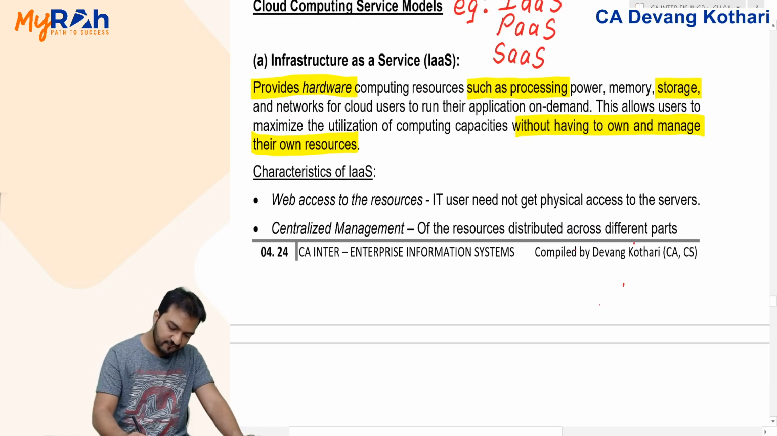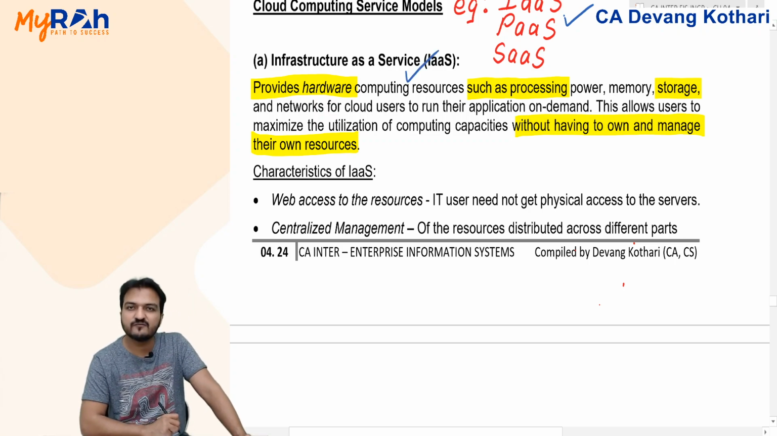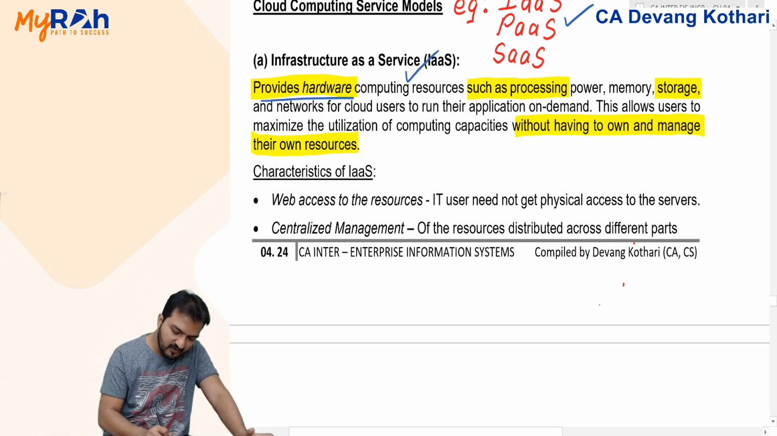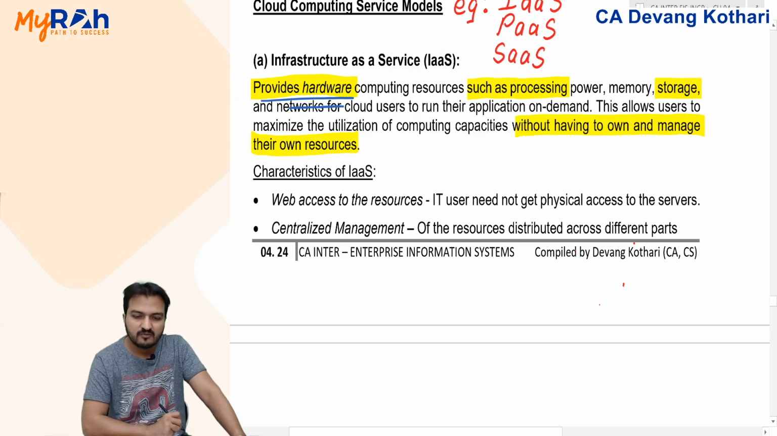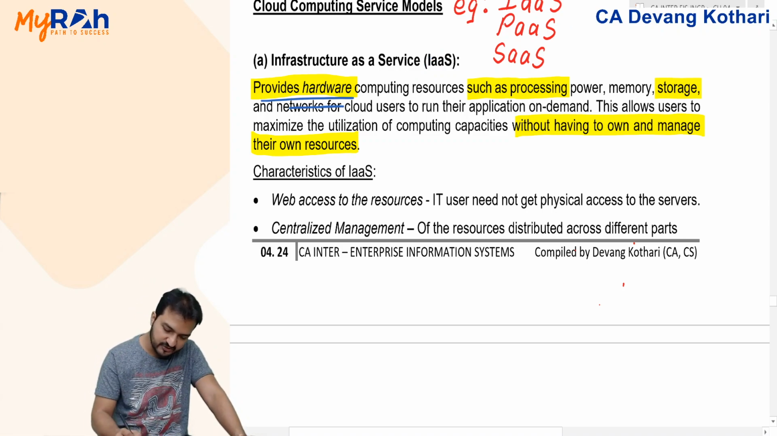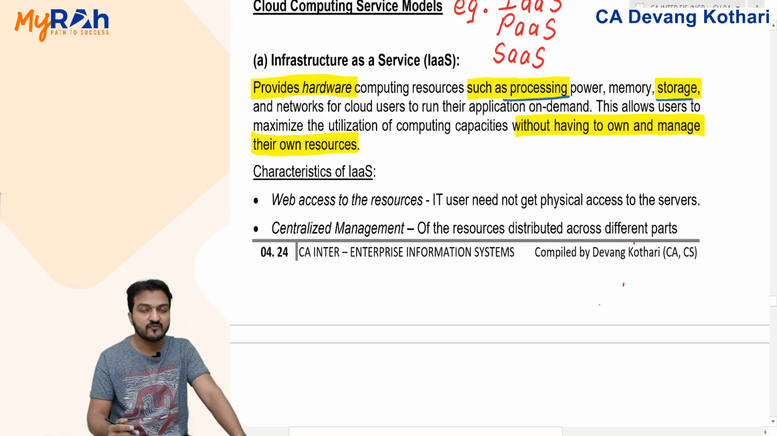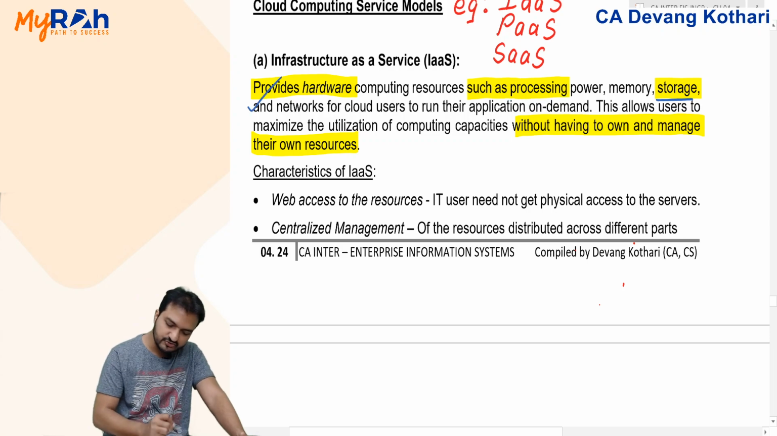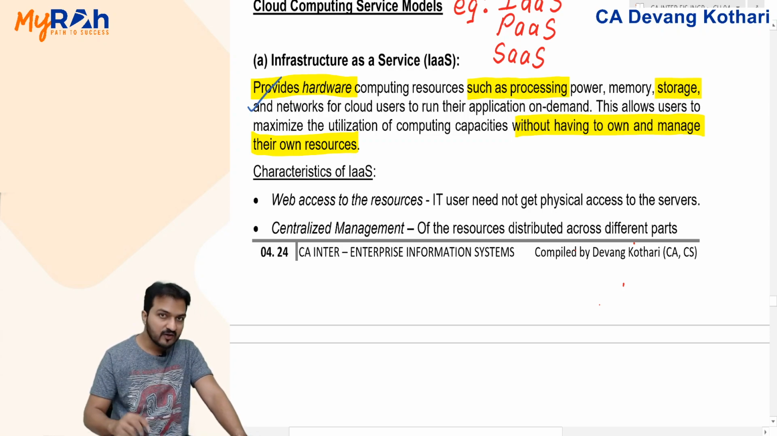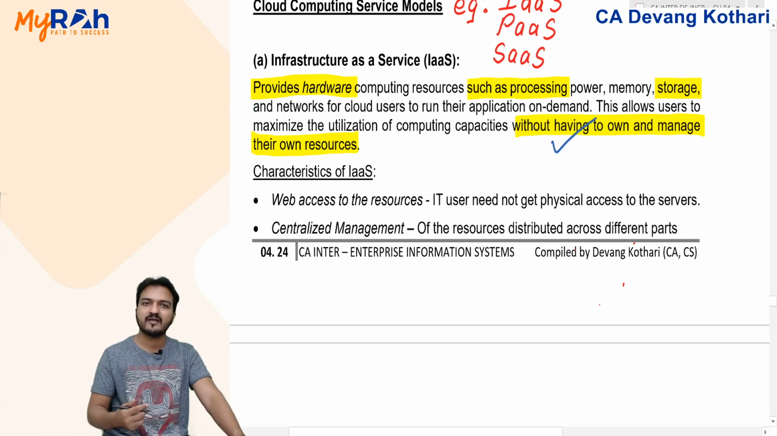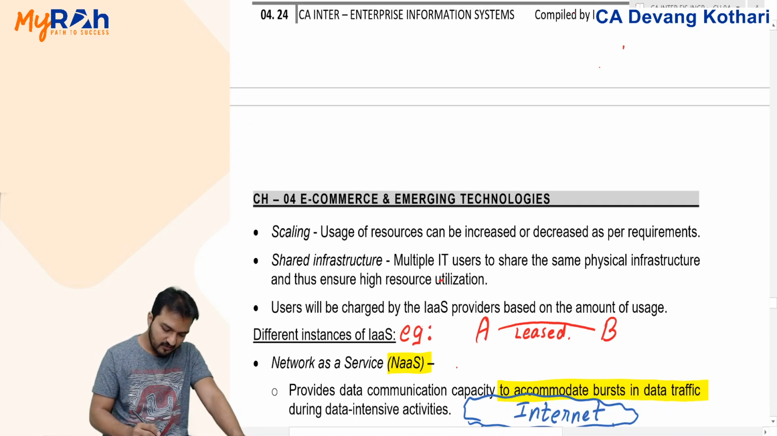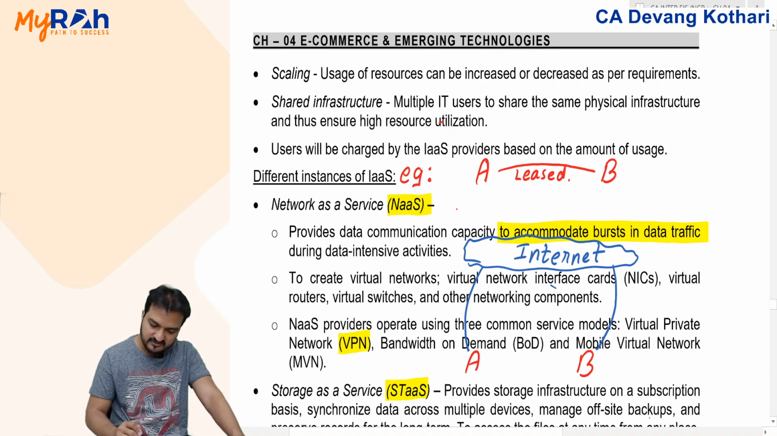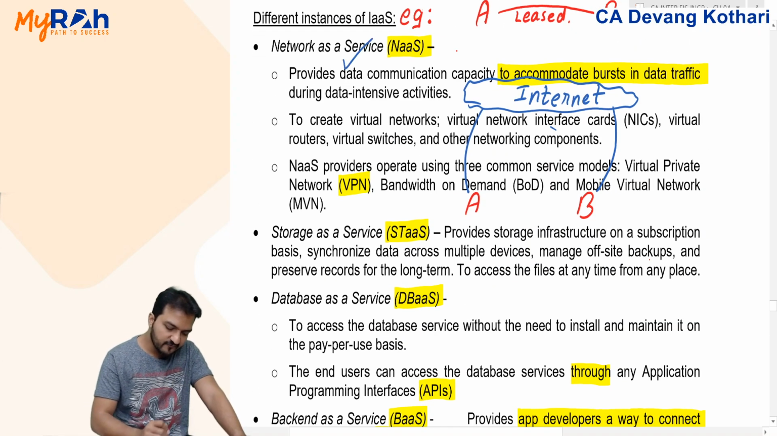The first one, infrastructure as a service. IaaS, infrastructure as a service, meaning cloud providing me hardware infrastructure. Cloud computing that provides me hardware infrastructure, hardware such as processing power, storage, or any such hardware provided on the internet becomes infrastructure as a service, so that you can use the hardware without having to own or manage your own hardware. Within infrastructure as a service, different examples we learned here, like network as a service.